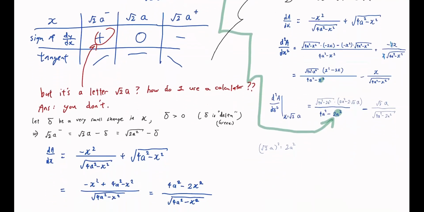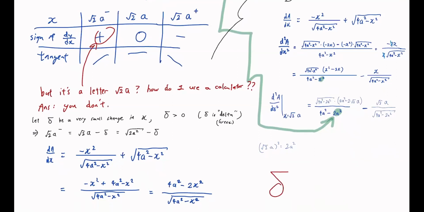I just let delta be a, this is a Greek letter, like this, delta. I let delta be a small positive number, small change in x, delta more than 0. Then when I say root 2a minus delta, what I mean is I take the value root 2a, but I subtract a small positive number, very, very small. To make it look nicer, I rewrite it as the square root of 2a squared, underneath the entire square root, minus delta. Now the question is, what is the sign of dA by dx after you sub in this slightly smaller value than square root 2a?